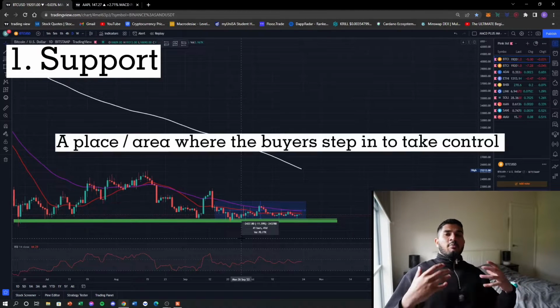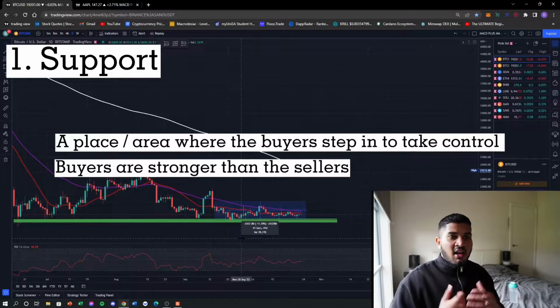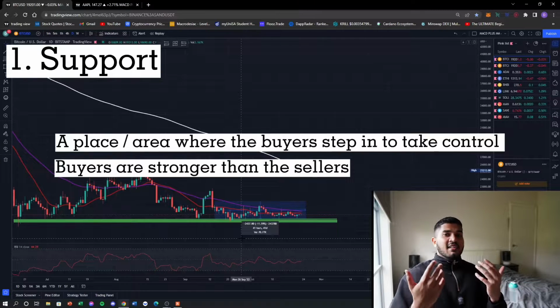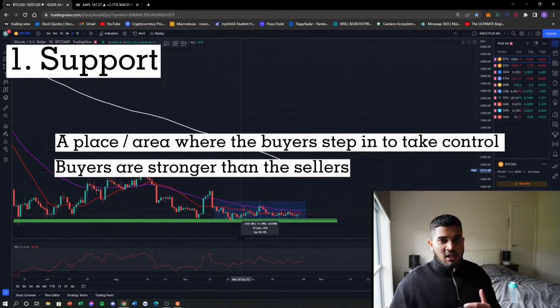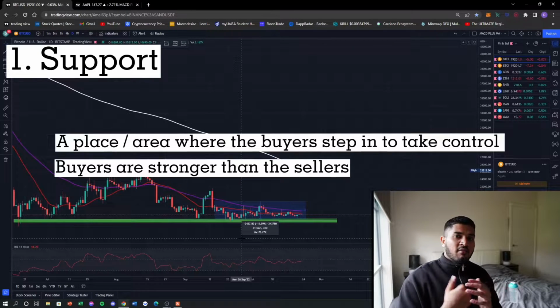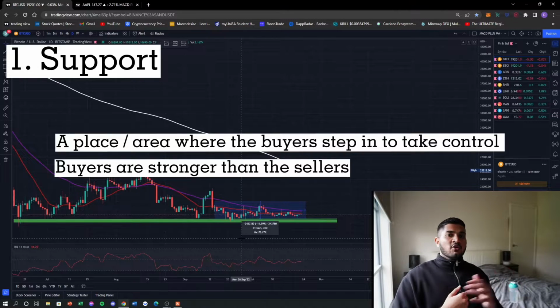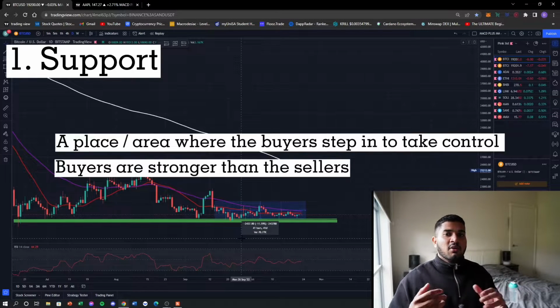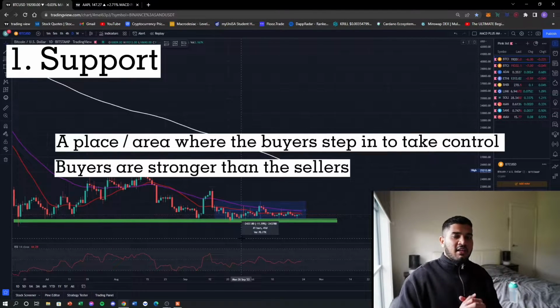It's a place where the buyers are stronger than the sellers. The sellers obviously want the price to fall, and they want it to drop below the area of support, but the buyers are willing to step in, take the power away from the sellers, and invest or trade at that level and buy in, which is why we have an area of support.